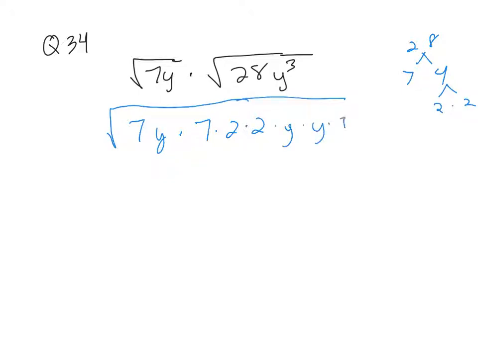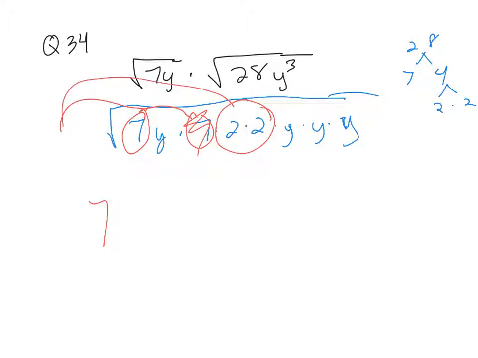1, 2, 3. Since this is a square root, you need pairs in order to pull something out. So here we have 2 7s, so they can join together. 1 7 will come out. The other one won't be there anymore. We have a pair of 2s, so again, you'll be able to take one out.